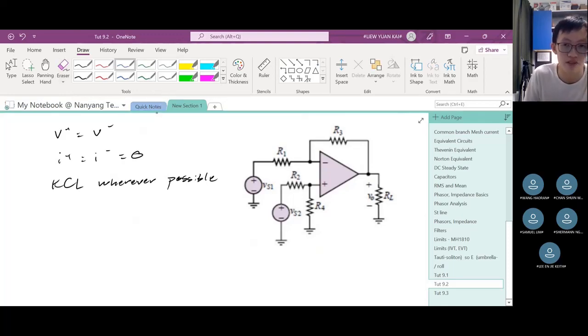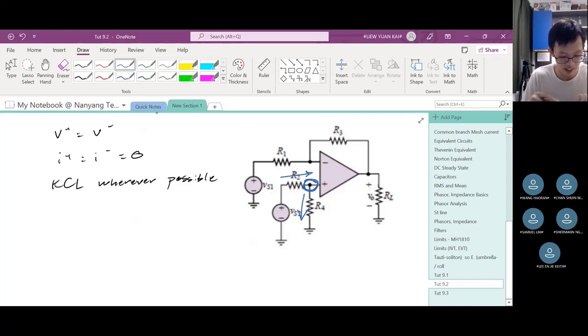Now, KCL wherever possible, right? Here, it makes sense to do KCL. I can analyze the currents going in, going out, whatever. You can also assume this is going out, or that this is going in. It doesn't matter as long as you are consistent. With that, I think we will just analyze the positive terminal first. So let me assume that it moves like that.